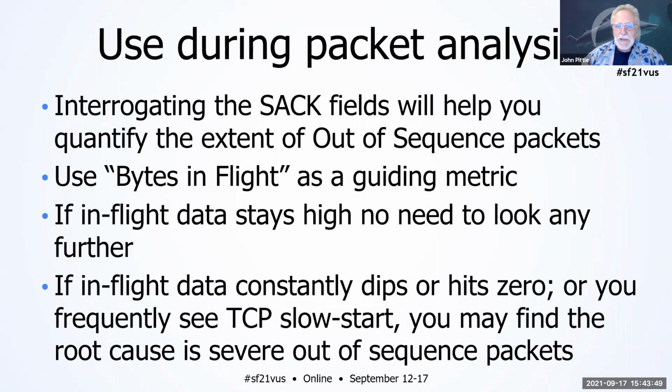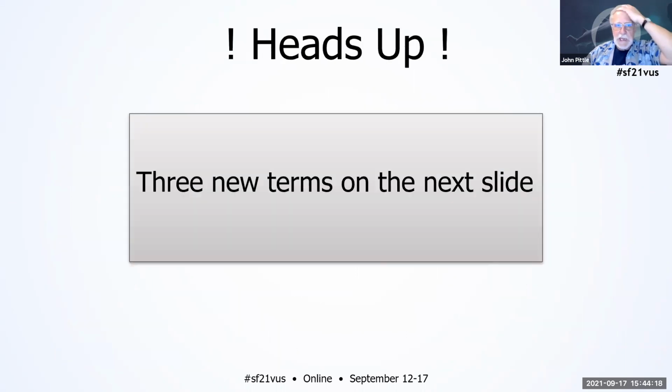But if it constantly dips down and hits 0, or you frequently see TCP slow start, you may find that the root cause is really a severe out-of-sequence packet condition. It might not even be packet loss. It's just packets arriving significantly out of order. So it's important for you to be aware of these as you're doing troubleshooting and looking for the evidence of why performance is so bad.